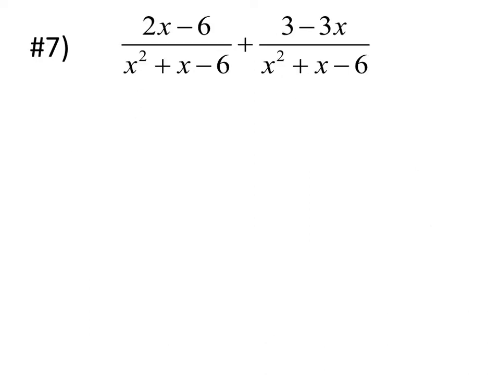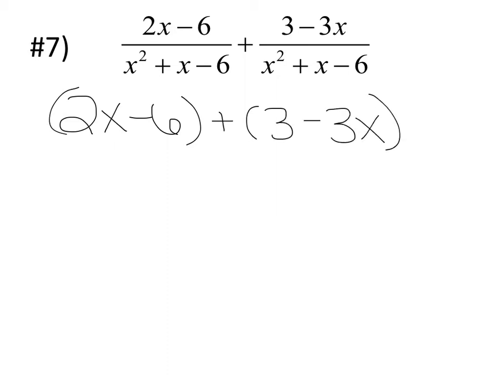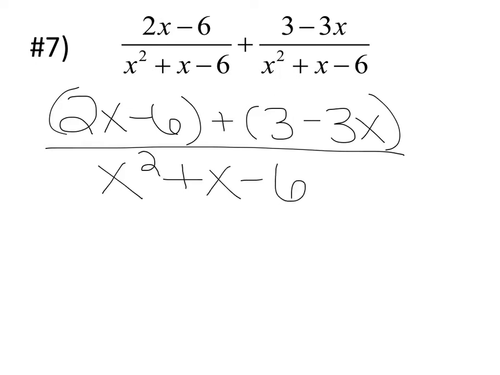Okay, common denominator here. So we're going to do 2x minus 6 plus 3 minus 3x all over x squared plus x minus 6. Excuse me. So since we're adding, we can just combine like terms. So 2x minus 3x is negative x, and negative 6 plus 3 is negative 3.